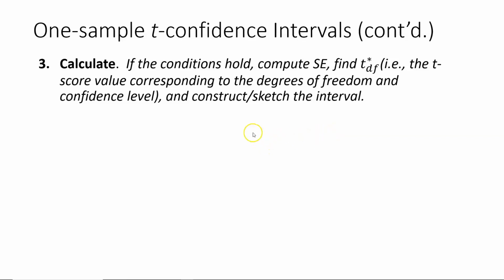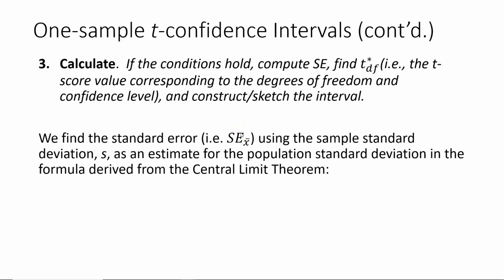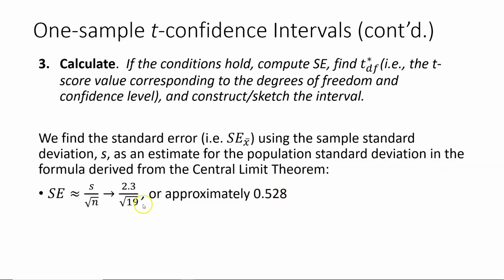We now know that the conditions hold from our check step. So we now go about computing the standard error, finding our t asterisk value, and also constructing or sketching the interval. So we start with the standard error. We're going to use our sample standard deviation, S, as an estimate for the population standard deviation in the formula derived from the central limit theorem. So I've shown that work down below, and we come up with a value of 0.528.